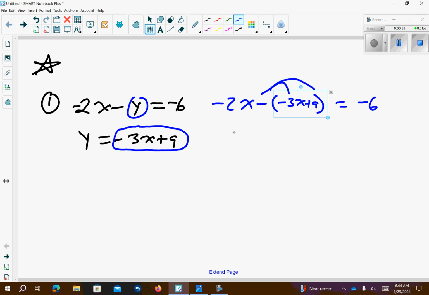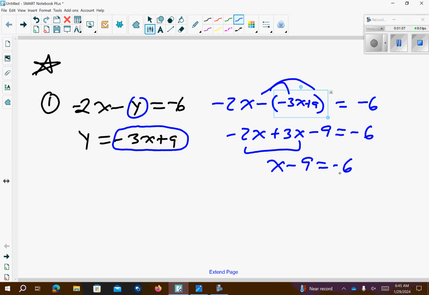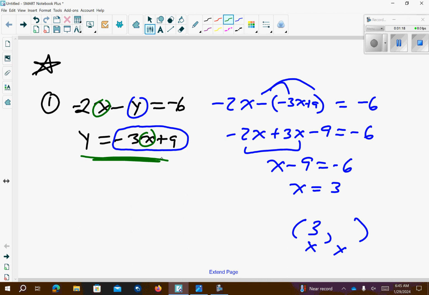Distribute the negative over the parentheses, so I'm going to get negative 2x plus 3x minus 9 equals negative 6. That's going to give me x minus 9 equals negative 6. Add 9 to both sides. That'll give me 3. That's my first answer. That's my x value. I'm going to take that x value and plug it into either of those. Doesn't matter. The bottom one's more conducive because we want to find y.